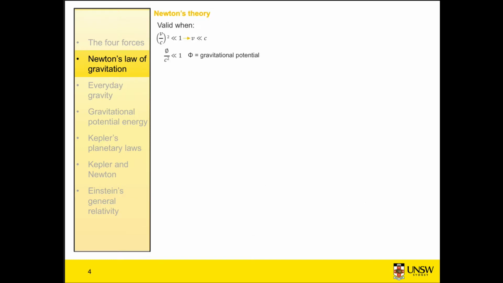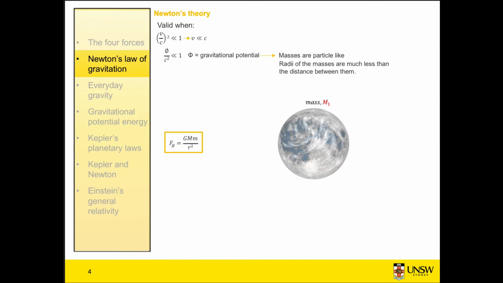As I said, Newton's theory is valid for objects travelling at low velocities and for weaker gravitational potentials. Another way of defining a weak gravitational potential is something where the masses are particle-like relative to each other, so where the radii of each of the masses involved are much less than the distances between them. When this is the case, Newton's law of gravitation states that the force of gravitation is equal to GMm on r squared, where the capital M is the first mass, the little m is the second mass, and r is the distance between the two masses. And G is the gravitational constant, which is equal to 6.67 times 10 to the minus 11 meters cubed per kilogram seconds squared. So that's quite small. And the strange units are what is required to give the force of gravity the units of newtons. The force of gravity is the attractive force between those two masses.